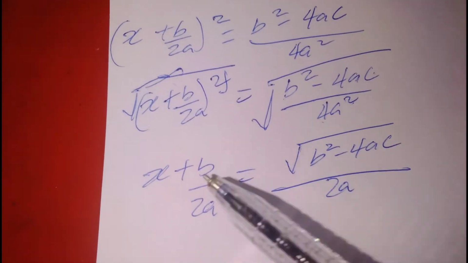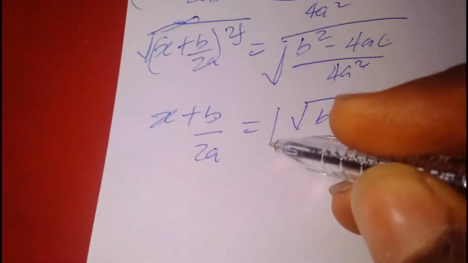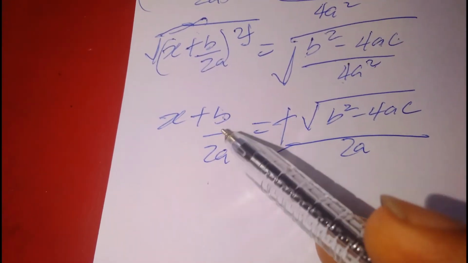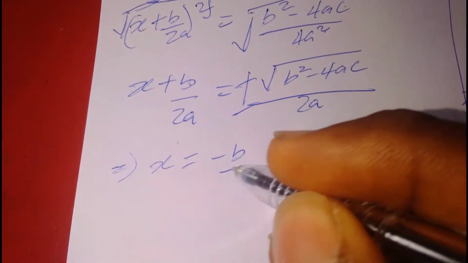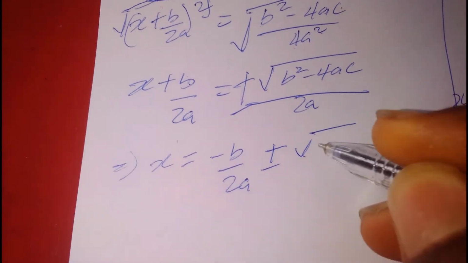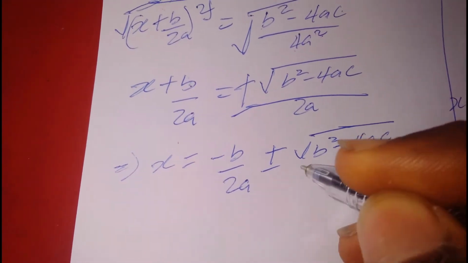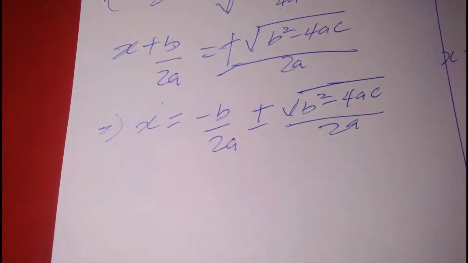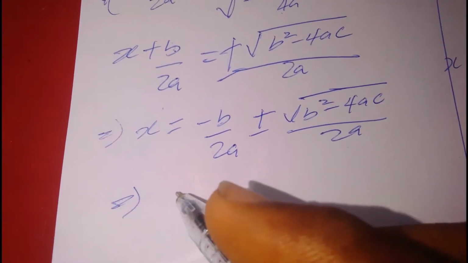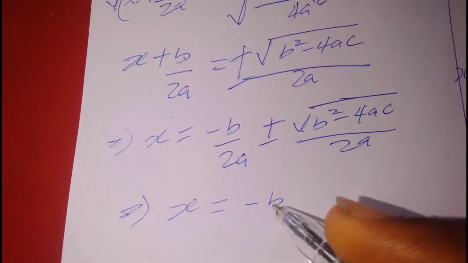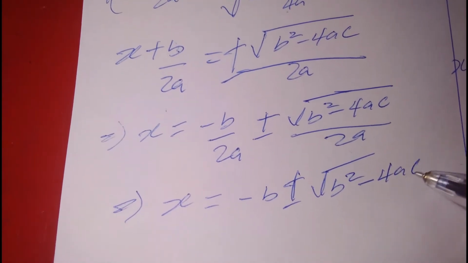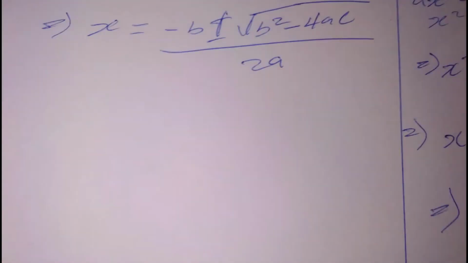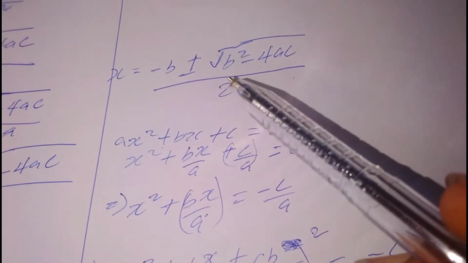Now what you are going to do is bring this b, this is plus or minus, excuse me, and you are going to bring this b over 2a to the other side. That will give you x equals minus b over 2a plus or minus root b squared minus 4ac all over 2a. As you can see, they are both 2a, so therefore it's now going to be like this. x equals minus b plus or minus root b squared minus 4ac all over 2a. So that's how we got the almighty formula. As you can see, it's the same with the initial question.